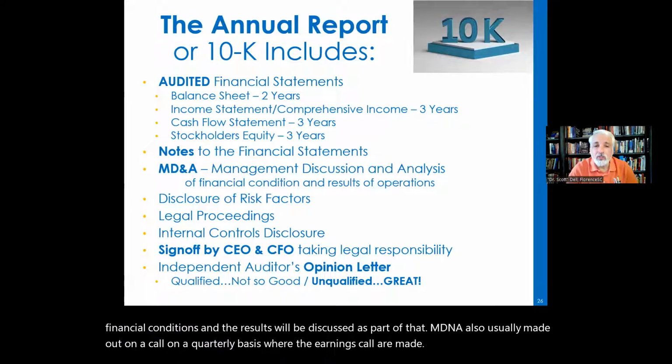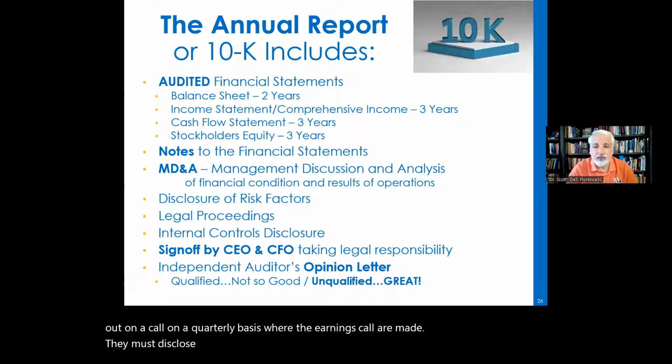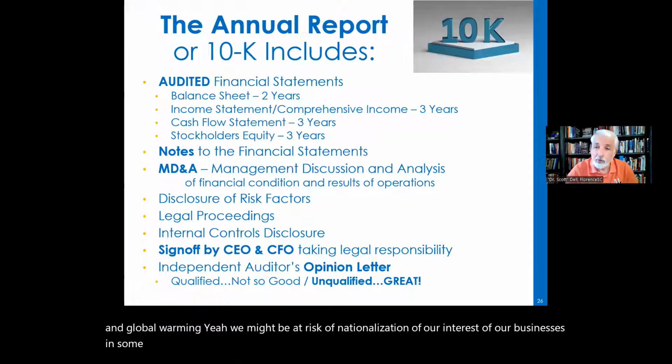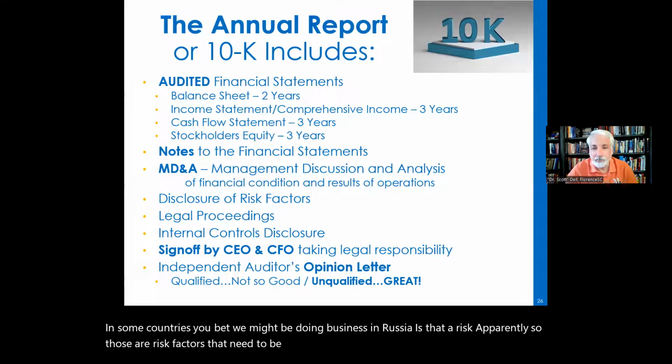They must disclose financial risk factors. Wait a minute, you mean we might be at risk of flooding and global warming? Yeah, we might be at risk of nationalization of our businesses in some countries. You bet. We might be doing business in Russia. Is that a risk? Apparently so. So those are risk factors that need to be listed and discussed.